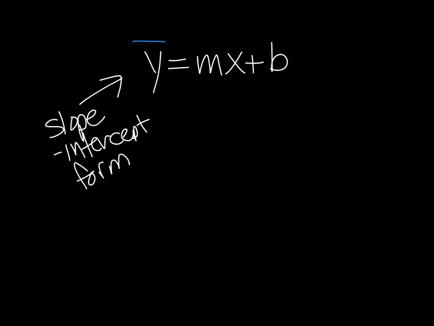Now, the y and the x stay there. We're not going to do anything with those. Those will have x and y in them. What we want to do is plug in a number for the slope, and plug in a number for the y-intercept.